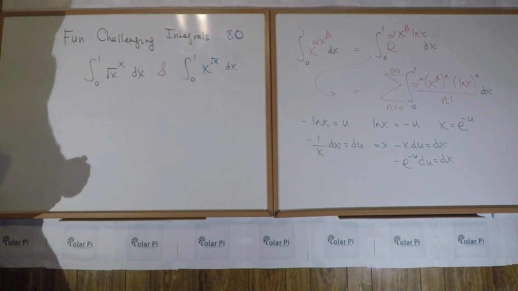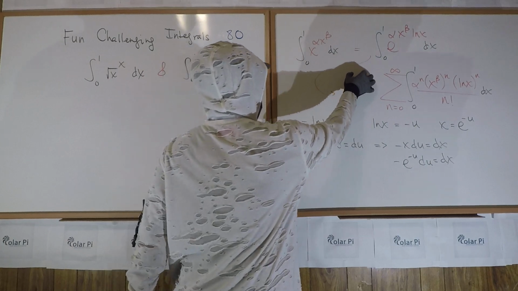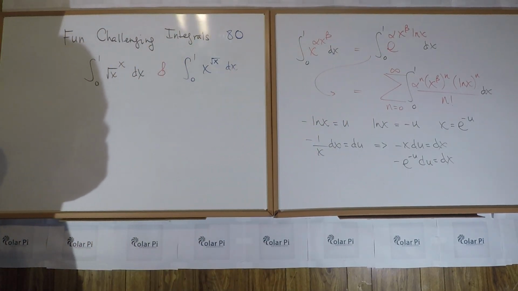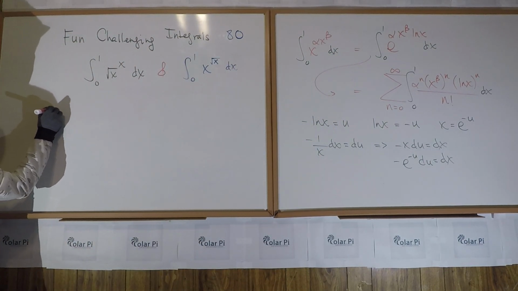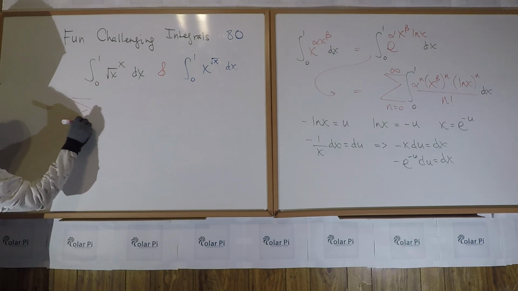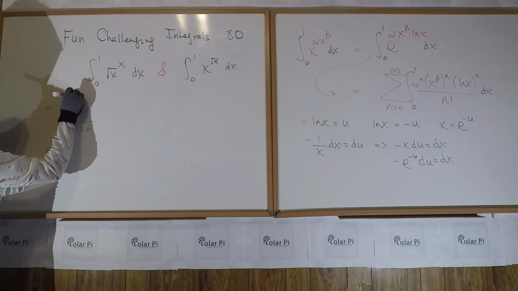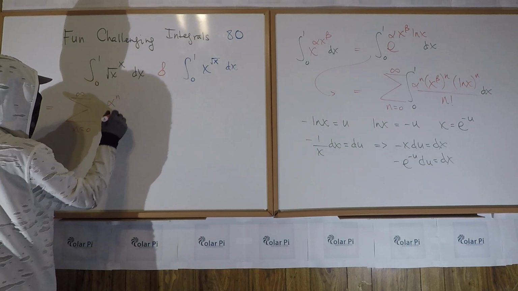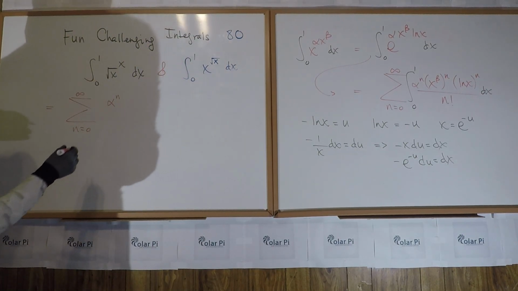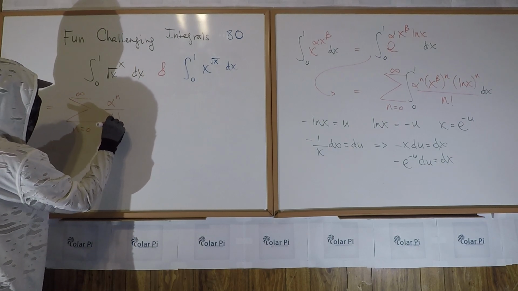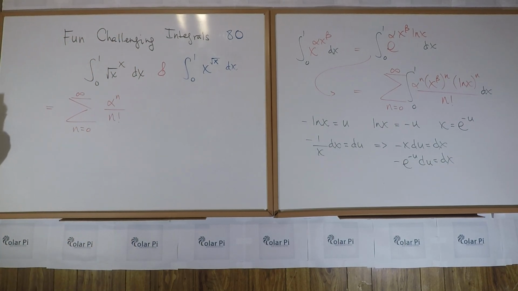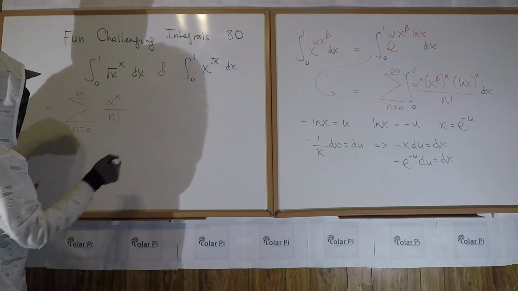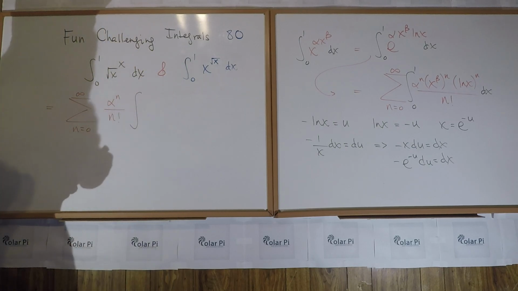So then, picking up where we left off, which is right here, we can write over here that what we have is the same as, and we could put alpha to the n outside of the integral, right? As well as the n factorial, but inside of sigma, very important. And then we have the integral.